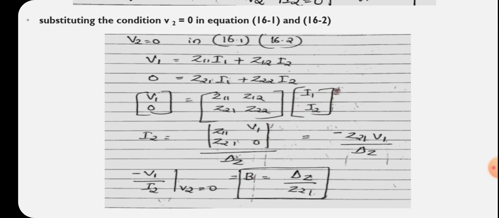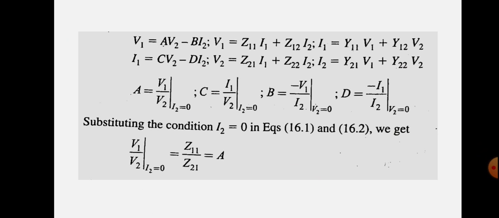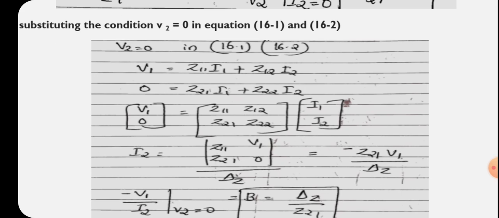And here we want to find out the value of B. For that, you know what is the value of B? B is equal to minus V1 by I2. So we need to find out the value of V1 in order to find B. So to find V1, here you have V1 is here. To find the value of V1, you can simply use Cramer's rule. Okay, let us see here.